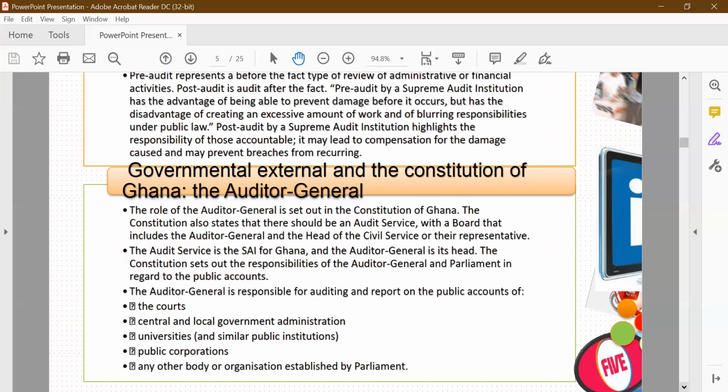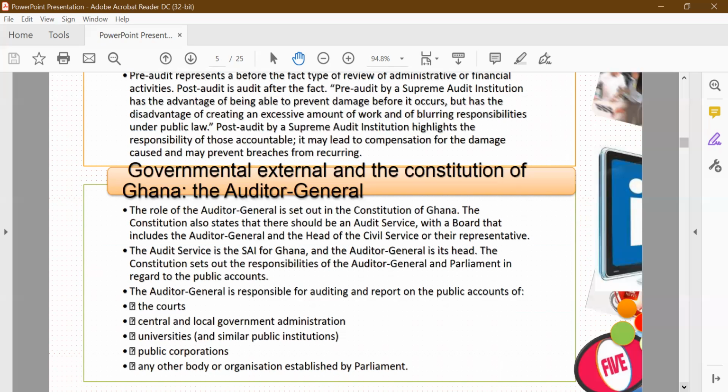So, what is the Auditor General responsible for auditing and reporting on? The Auditor General is responsible for auditing and reports on the public accounts of, number one, the courts, the central and local government administration, universities, public corporations, and any other body established by the Parliament. Right? So the Auditor General is responsible for auditing and reporting on the public accounts of courts, central government, local governments, universities, public corporations, and any other organization that's established by Parliament.